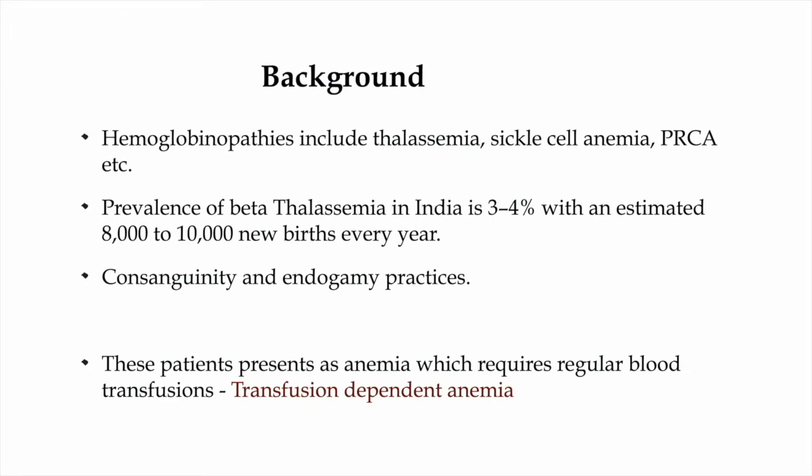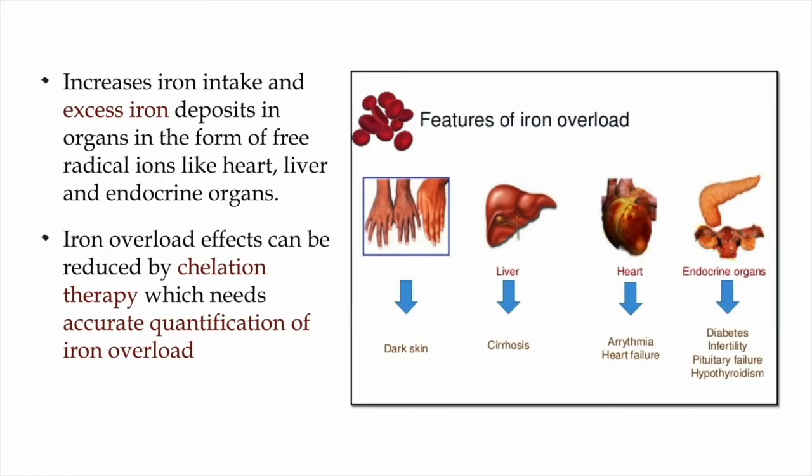Hemoglobinopathies include diseases like thalassemia, sickle cell anemia, pure red cell aplasia. The prevalence of beta thalassemia in India is quite high, around 3 to 4%, which can be attributed to the consanguinity and the endogamy practices. In thalassemia, there is a deficiency of hemoglobin synthesis. So all these patients will present with features of anemia in their lifetime. And to decrease these features of anemia and the symptoms, the patients will require regular blood transfusion throughout their lifetime. So this particular anemia is referred to as a transfusion dependent anemia.